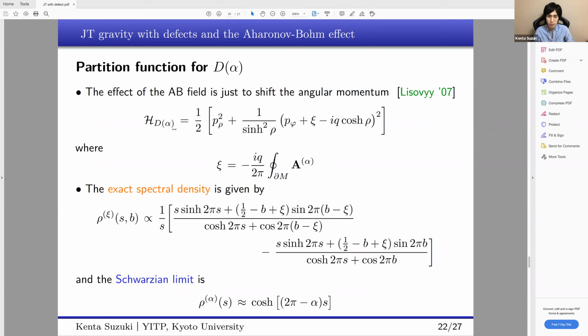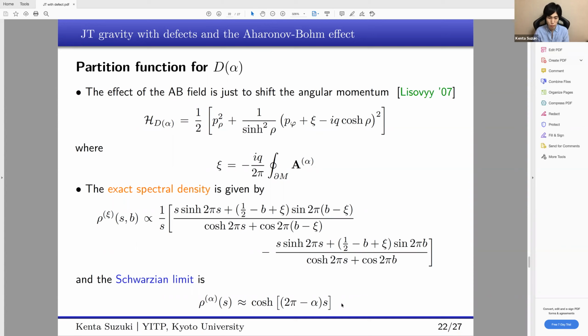So the Hamiltonian is a little bit more complicated, but we can also use the previous technique to solve this system, and we can find the exact spectral density given by this expression. It is a somewhat complicated expression, but this is the exact expression for the spectral density. And in the Schwarzian limit, we have a simple cos form given by this expression.